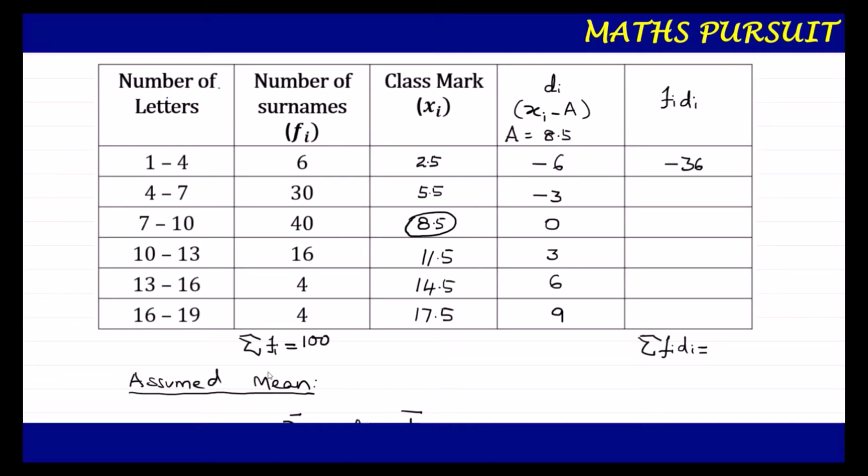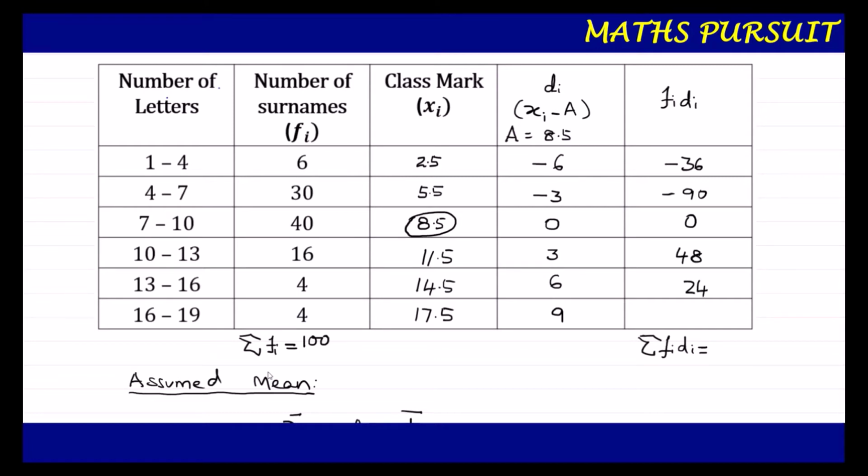Then the second frequency is 30, and then the di is minus 3. So if I multiply, I will get minus 90. Then I will get 0. Then we will get 16 into 3 is 48. Then we will get 4 sixes are 24.